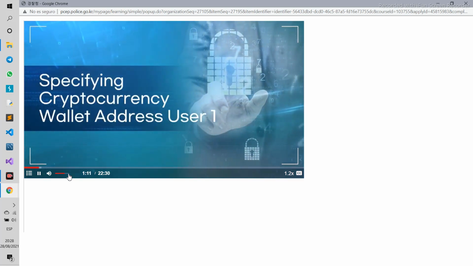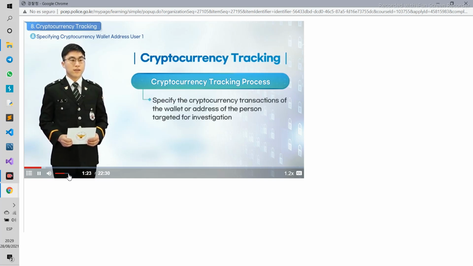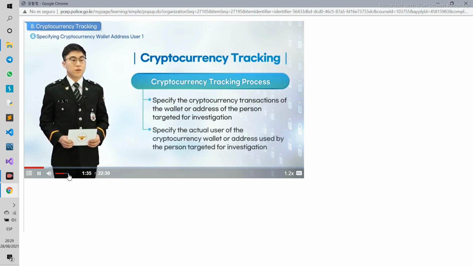Specifying cryptocurrency wallet address user 1. A simple summary of the cryptocurrency tracking process is composed of the process of checking the address of the other person in the cryptocurrency transaction, the amount of the cryptocurrency wallet or address of the person targeted for investigation, and the process of specifying the actual user of the cryptocurrency wallet or address used by the person targeted for investigation.